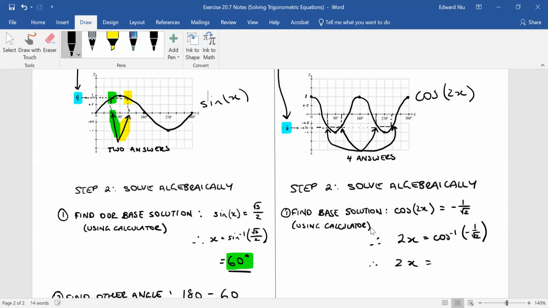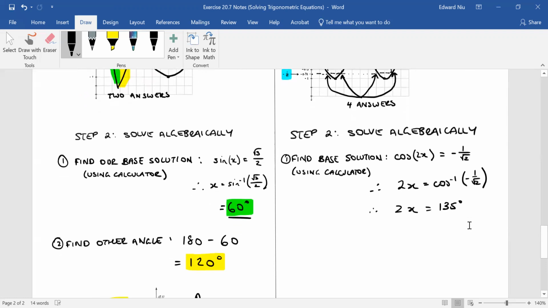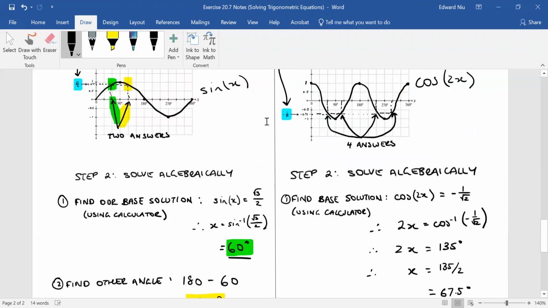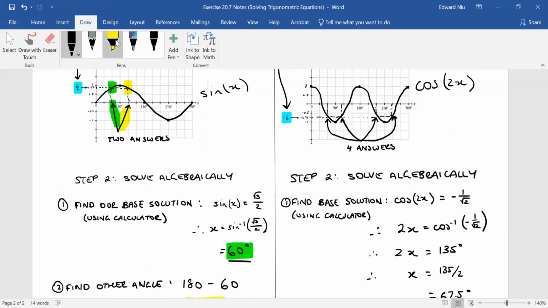135, but don't be fooled. This isn't quite our angle, okay, because we have a 2x. So if we were to get x by itself, 135 divided by 2 is going to equal 67.5. We'll just double check that. Yeah, 67.5. Woohoo. All right. So 67.5 is actually going to be our first answer.